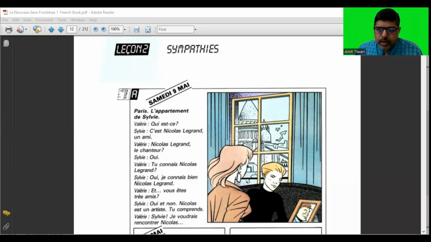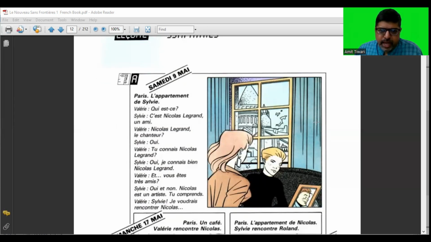That is lesson 2 that we are talking about. Sympathies, that is sympathetic, or to have sympathy. There is a date in this paragraph. First is Samedi 9 mai, that is Saturday 9th May. Paris, l'appartement de Sylvie, the apartment of Sylvie. So the place where the dialogues are taking place is here. This is one of the important places in Paris, the apartment of Sylvie.